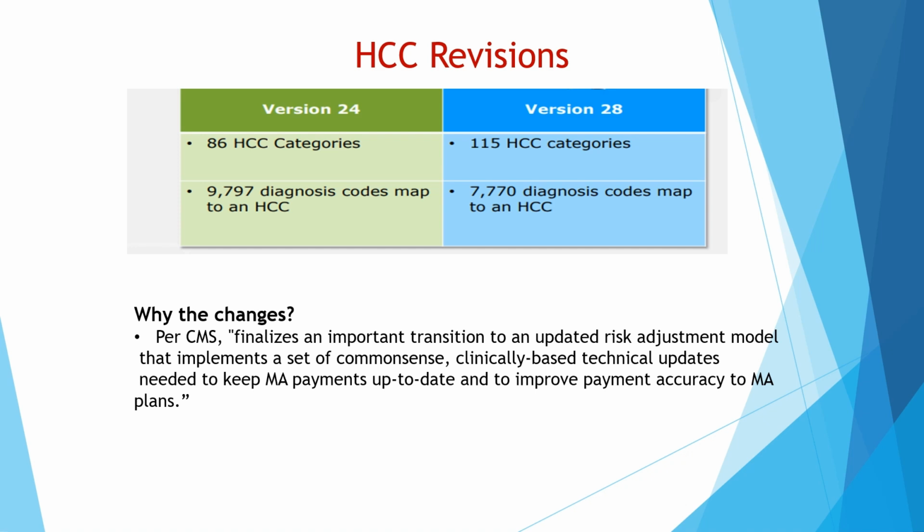HCC revisions. On HCC version 24, there are 86 HCC categories and 9,797 diagnosis codes mapped to an HCC, while on version 28, there are 115 HCC categories and 7,770 diagnosis codes mapped to an HCC.